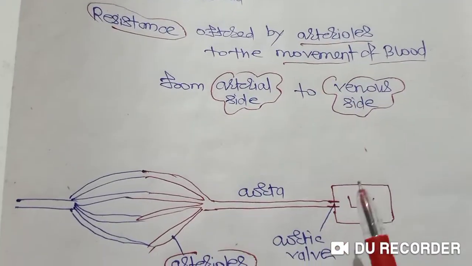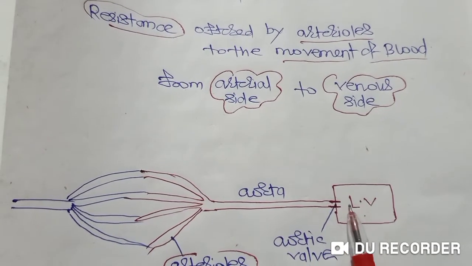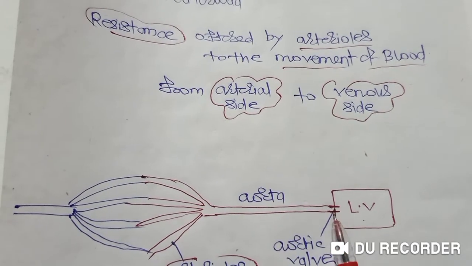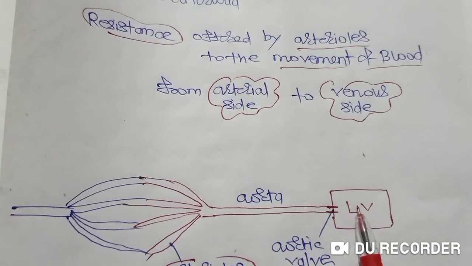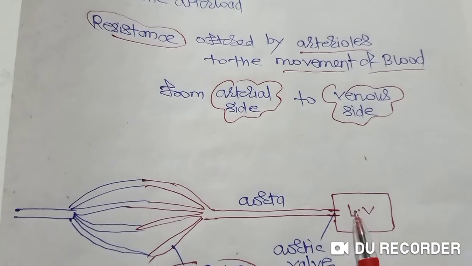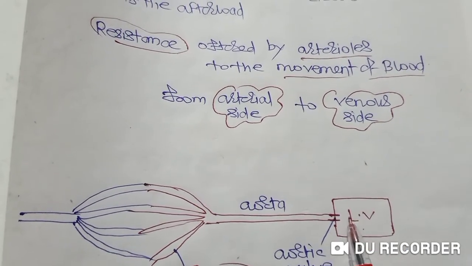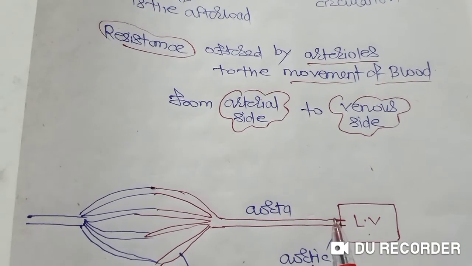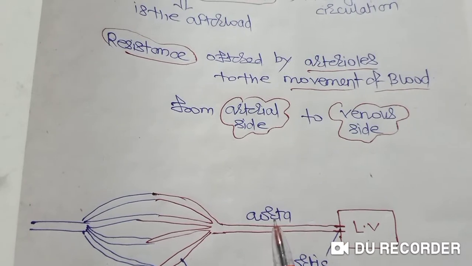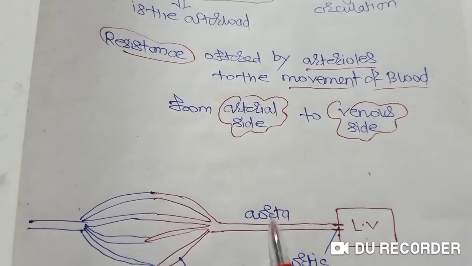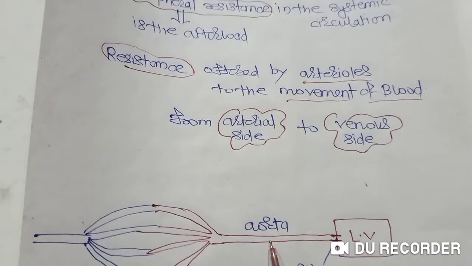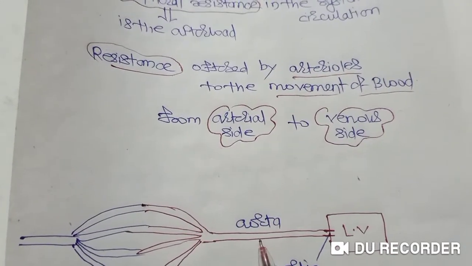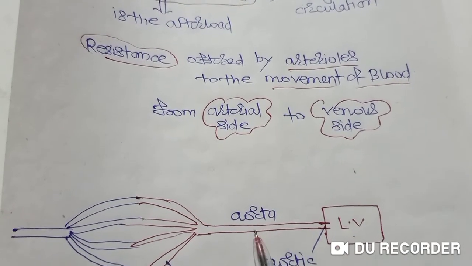Now here you will understand, this is the left ventricle. From the left ventricle, blood goes to the main artery, that is the aorta, through the aortic valve. This is the aortic valve. This is the left ventricle. When there is a contraction of the left ventricle, blood goes to the aorta through the aortic valve. Now the pressure exerted by the blood on the walls of the aorta, that is nothing but the afterload. What is the afterload? Afterload is nothing but the systolic pressure in the aorta. Systolic pressure in the aorta, that is called the afterload.